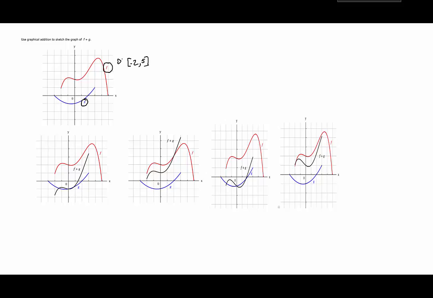That is the domain for the function f. The domain for the function g goes from -3 to 3. So the domain of the function f plus g would be from -2 to 3.